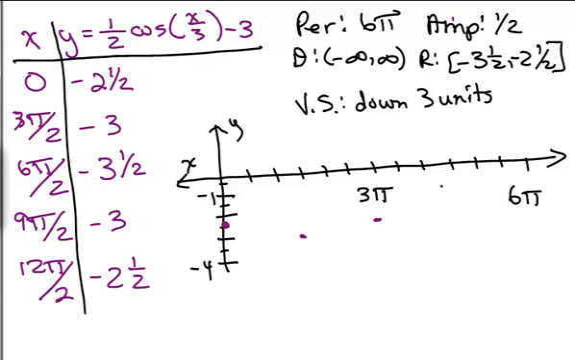I'm getting lost here. Let me do this again. Let's see, we've got 0, negative 2.5, 3 pi over 2, negative 3. Oh, this is down at negative 3.5. There we go. Still going down. 9 pi over 2 is negative 3. And at 6 pi, we're up at negative 2.5, sort of where we started.